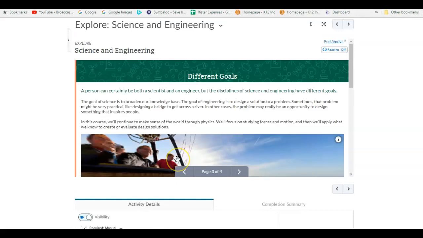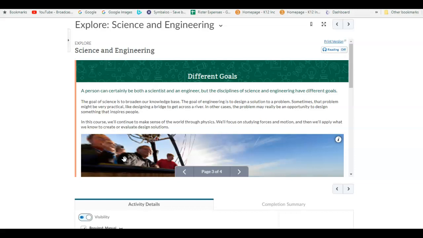Science and engineering have different goals. A person can be both a scientist and an engineer, but the disciplines of science and engineering have different goals. Remember, that's a question in the guiding questions as well. The goal of science is to broaden our knowledge base. The goal of an engineer is to design a solution to a problem. So if you had not written anything down in your guiding questions yet, right there's the answer for 2 and 3.